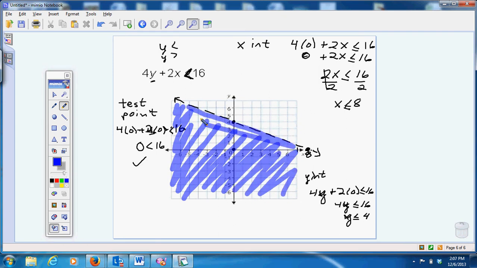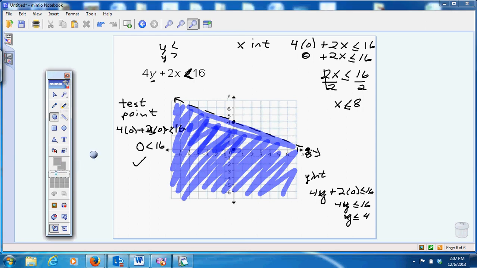So I hope you see how that works. It's pretty easy. Just graph the line however you choose to graph, whether it be solving for y and graphing by starting with the y-intercept and counting your slope, or finding the intercepts as I did here. Either way, I hope that you find this not to be too difficult and something that you can do pretty easily.